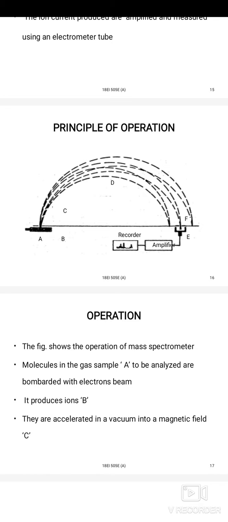The principle of operation. So here we can see in the figure, first the A, which indicates the sample to be analyzed. It is converted to gaseous state. The gaseous sample is bombarded with an electron beam. The figure B shows this.